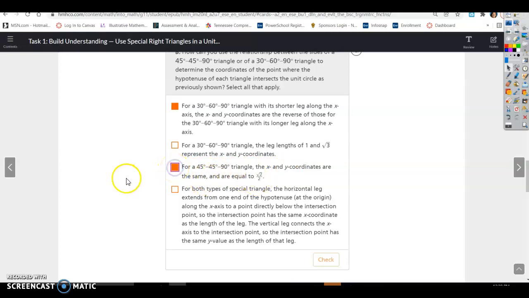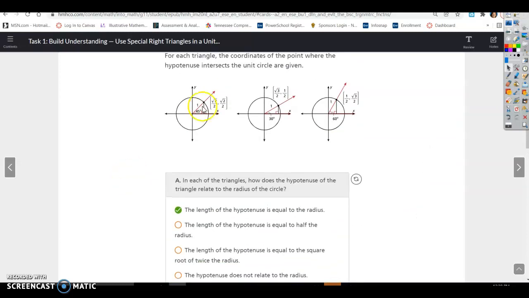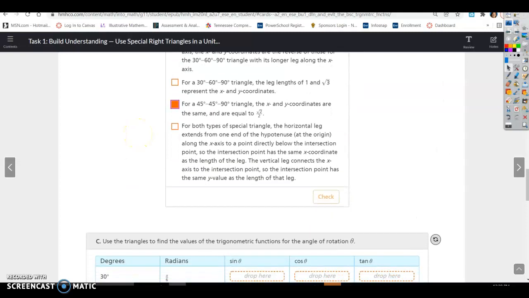If you remember, we found that square root of 2 over 2 is the two leg lengths for your 45, 45, 90. For both types of special triangles, the horizontal leg extends from one end of the hypotenuse along the x-axis to a point directly below the intersection. So the intersection point has the same x-coordinate as the length of the leg. The vertical leg connects the x-axis to the intersection point.